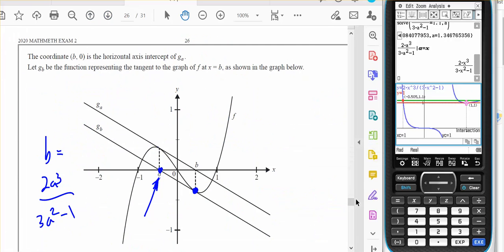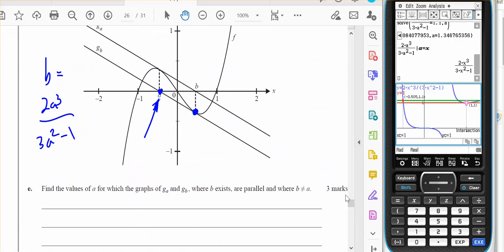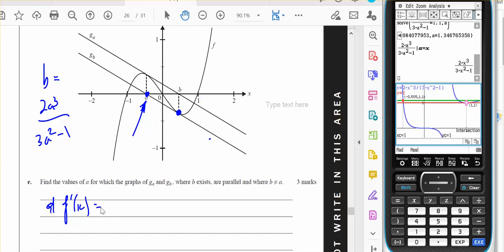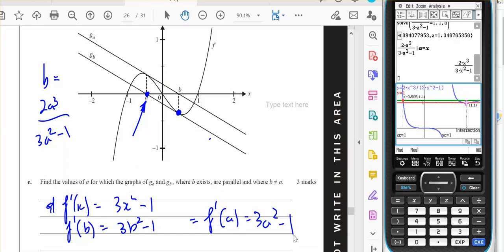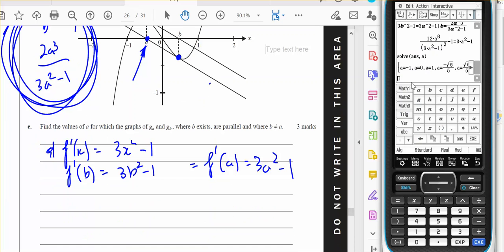Okay, so how am I going to use that? Find the values of a for which g and b exist. The derivative is going to be 3x squared minus 1. So the derivative at b is 3b squared minus 1, and that's going to equal the derivative at a, which is 3a squared minus 1, and I know that b equals this. So I'm going to have 3, that's better.